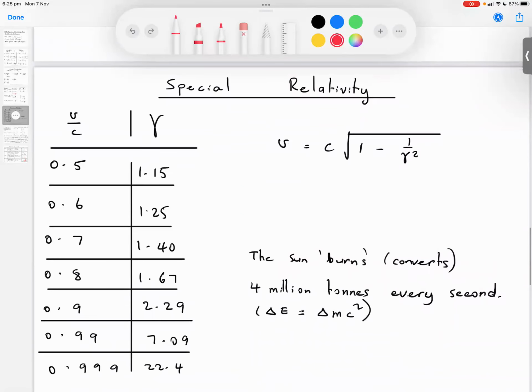For special relativity, again, this is Unit 3. Here's another reworked formula for the speed of an object if we know its Lorentz factor.